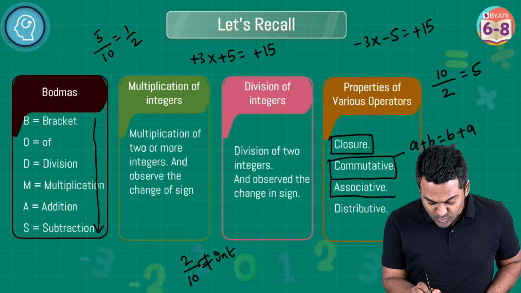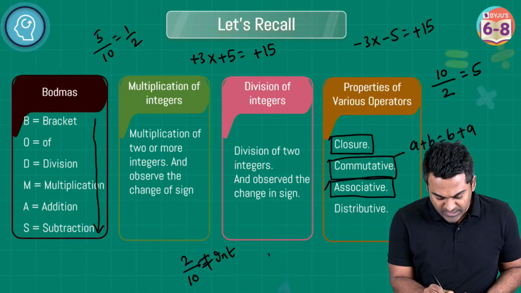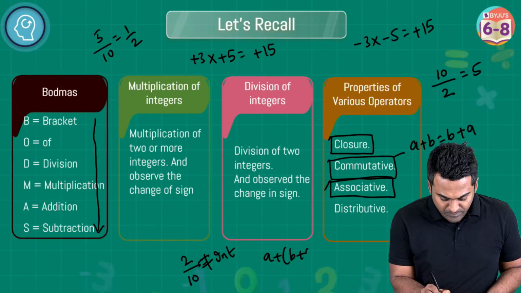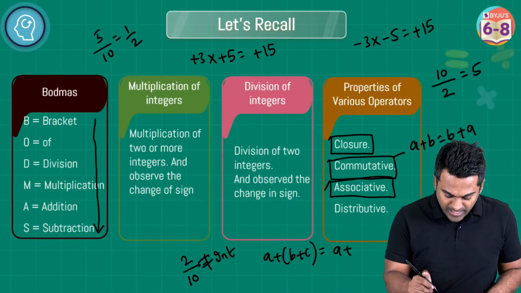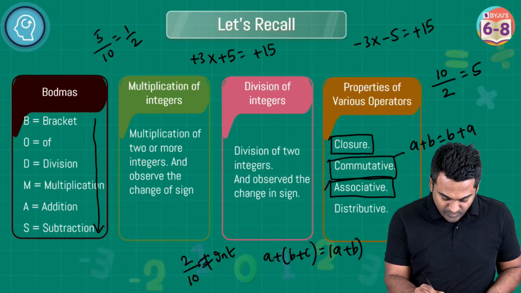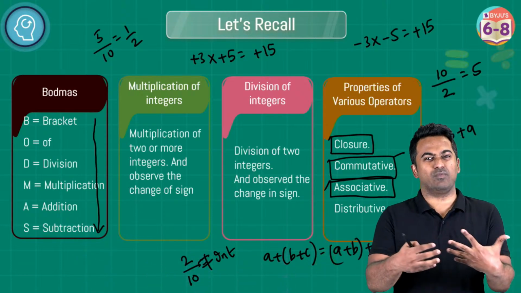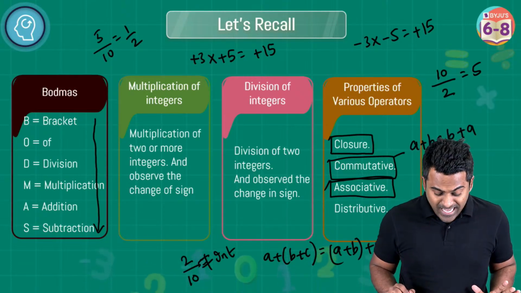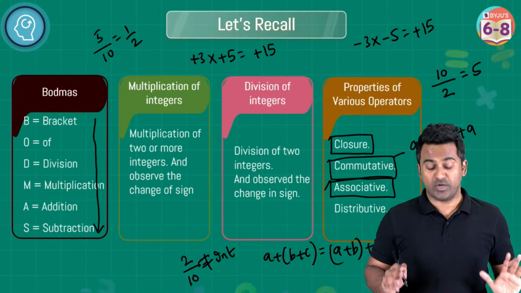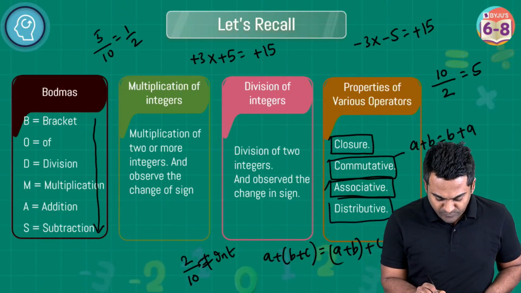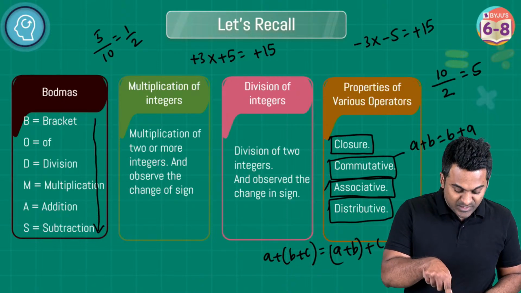Then we studied the associative property, right? What was the associative? A plus B plus C is going to be equal to A plus, I can put B plus C inside one bracket, and so the order in which we add these doesn't really matter. However, this is not going to be applicable to subtraction. Multiplication, yes, no division. And lastly, distributive property. Let me make some space to write these down.